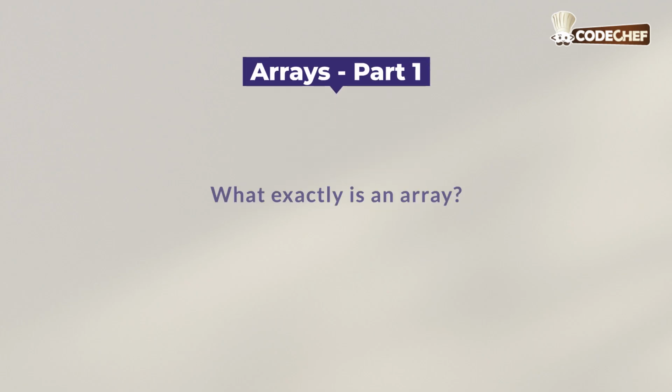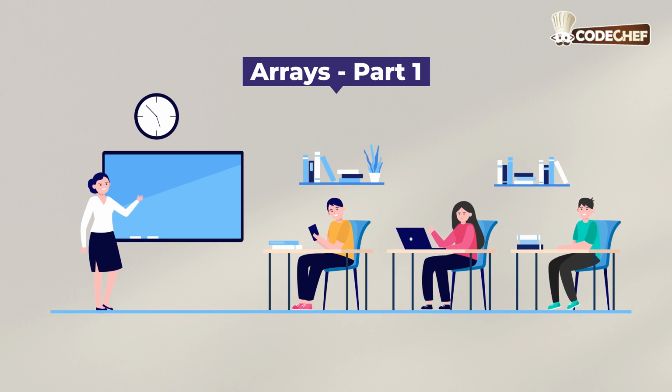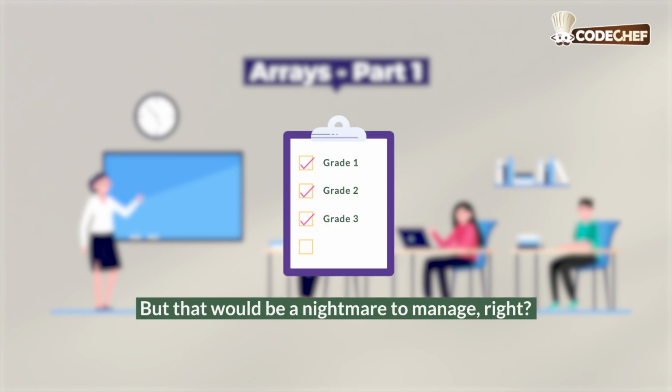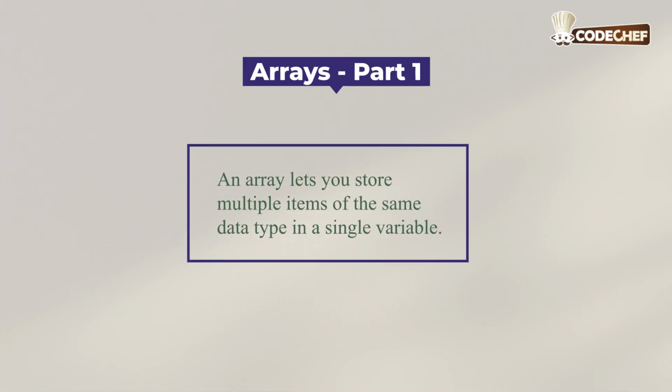So let's get started. Arrays. So what exactly is an array? Imagine you're a teacher and you need to store the grades of 50 students. You could create 50 different variables, grade 1, grade 2, grade 3 and so on. But that would be a nightmare to manage, right? An array lets you store multiple items of the same data type in a single variable. This is where arrays come to the rescue.